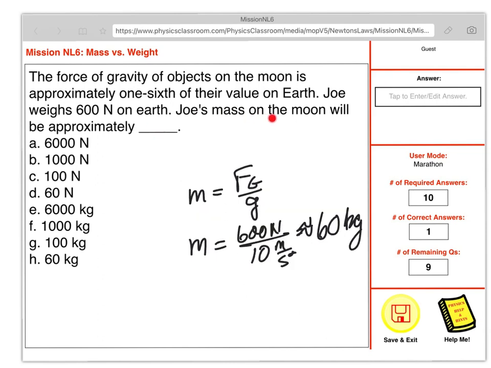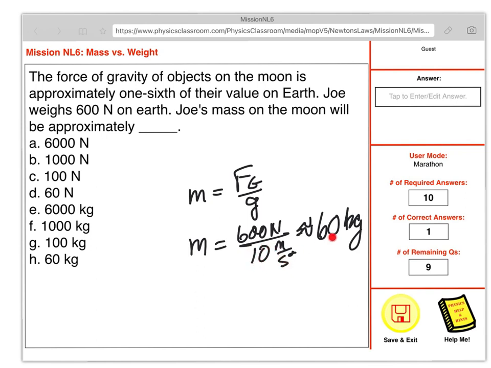So this is a bit of a trick question. It's asking about the mass. Remember, the mass is the same on the moon and on the Earth. So Joe's weight on Earth is 600 newtons. His weight on the moon would be 100 newtons. But it's asking for Joe's mass on the moon. Well, his mass on the moon is the same as his mass on the Earth. So we find the mass this way.